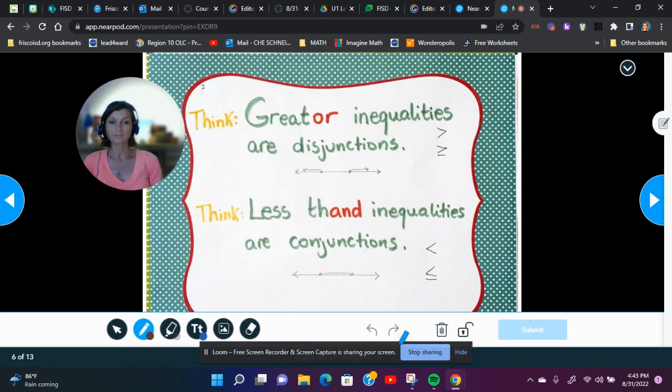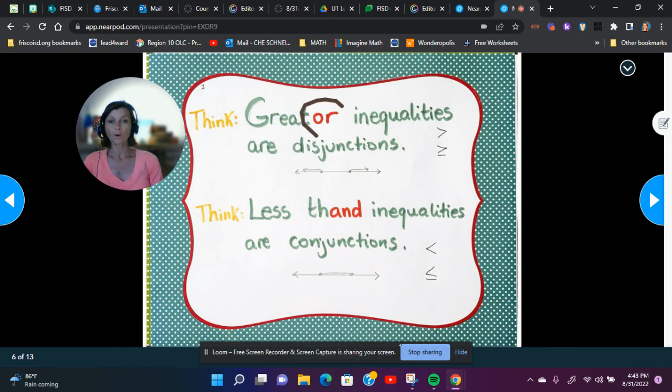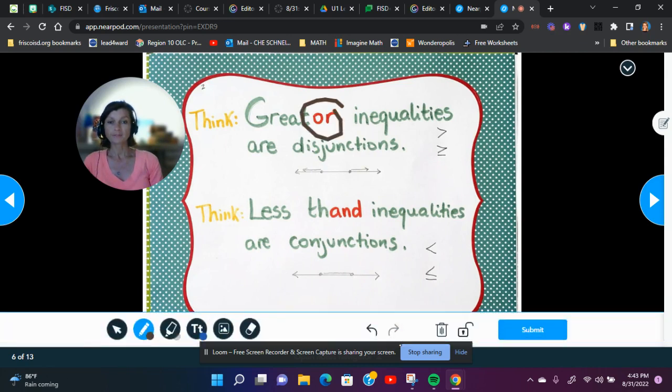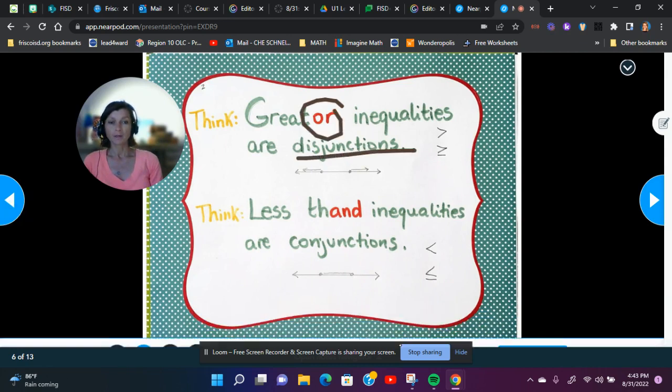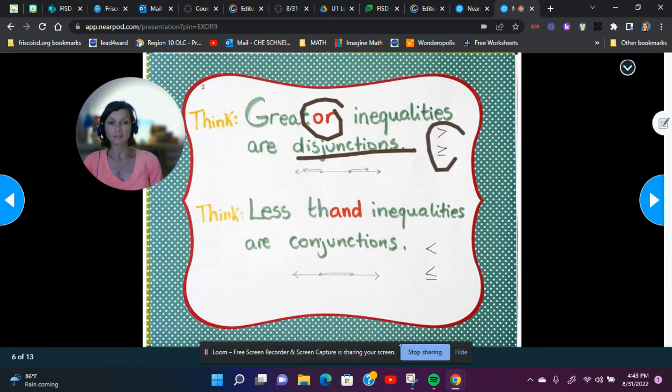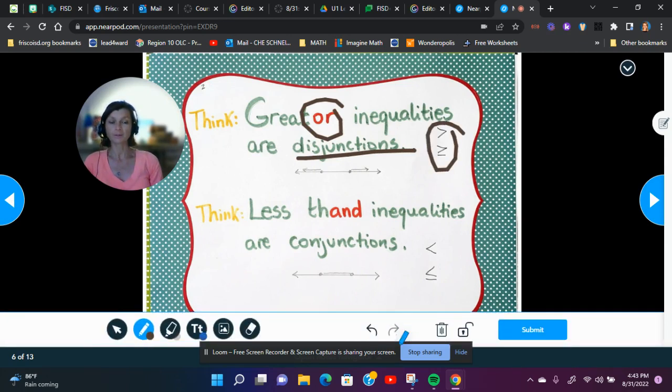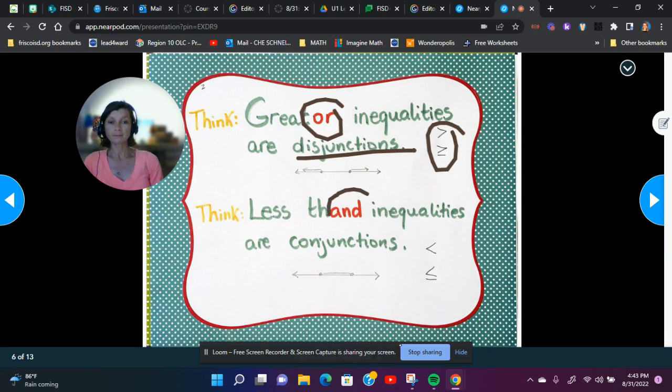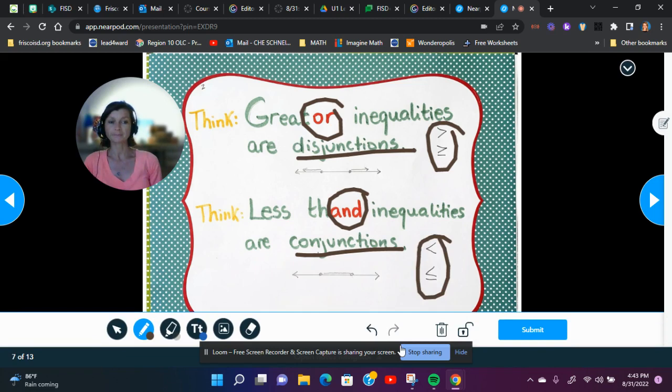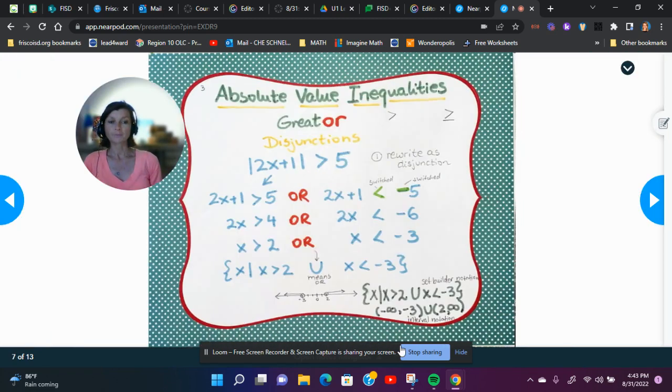Okay, so summary. Or results in a disjunction, and we know that when we see this, greater than or equal. And means a conjunction, and we have that when we're dealing with less than or equal to. That's it. Now let's look at examples.